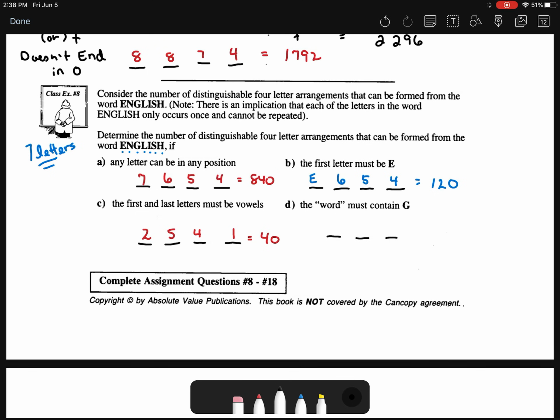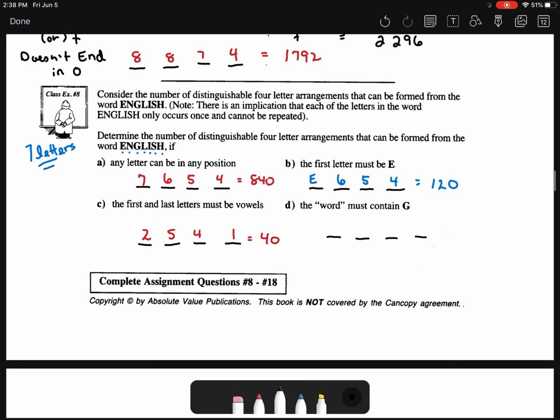All right, lastly, the 4-letter word has to contain a G. Here's the thing. They don't tell you where the G has to be. So there's basically 4 scenarios here because that G could be in one of the 4 spaces. But you'll see it's the same calculation 4 times. The G could be here, it could be here, it could be here, it could be here. If I'm setting up those scenarios, I would be saying or. I would say the G could be first, or the G could be second, or the G could be third, or the G could be fourth. So each of these calculations, individually, I would find the value and then add them together.